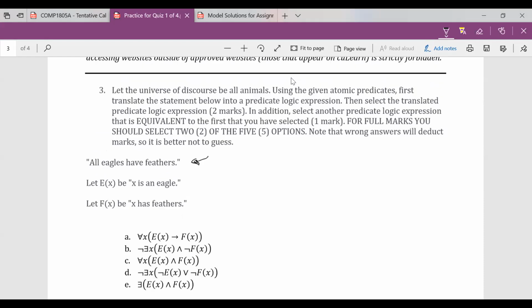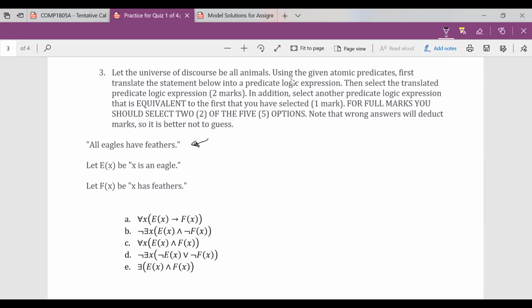Is this the 3rd question? Is this the one you mean, Nathan? All right. So all eagles have feathers. So which one is the first one? The translated predicate logic expression, the one that directly refers to this statement.